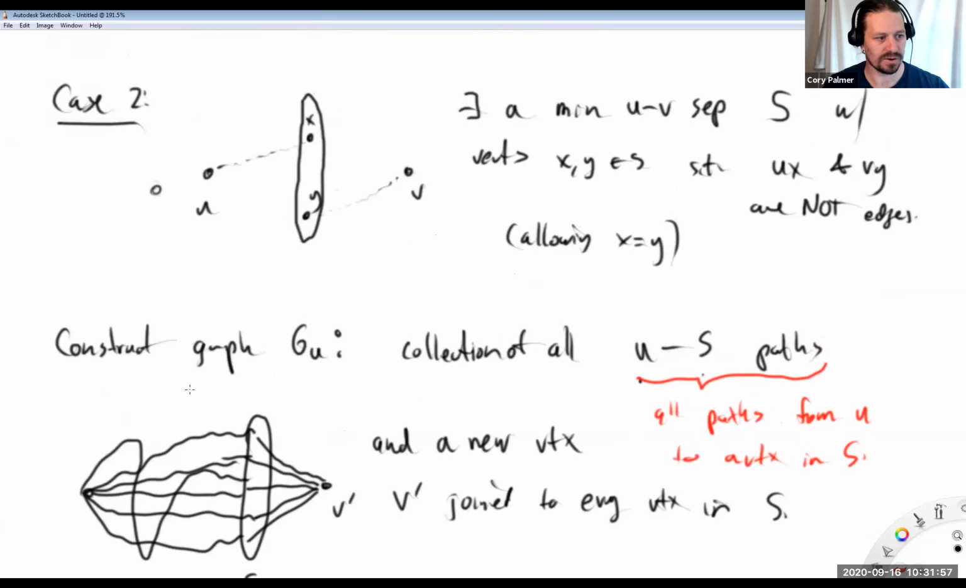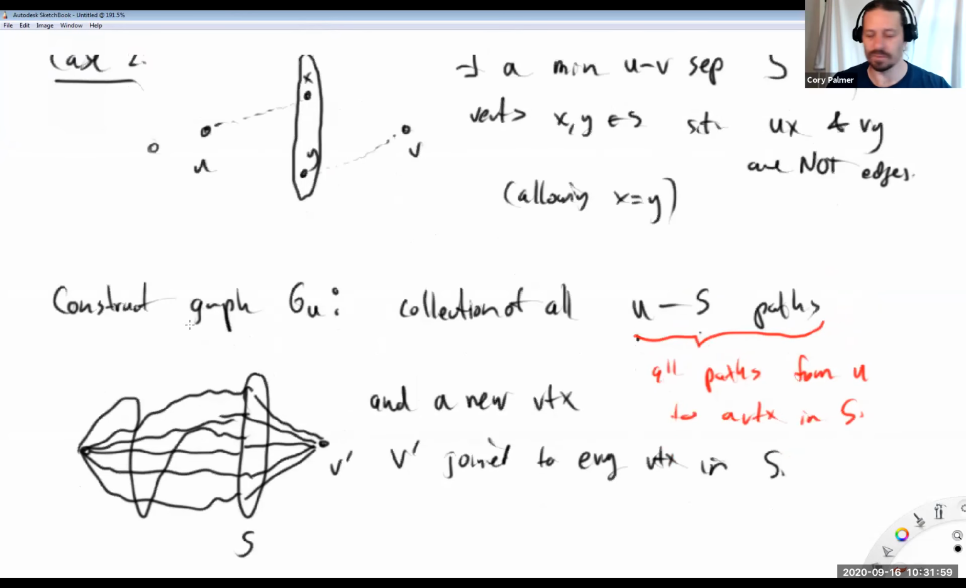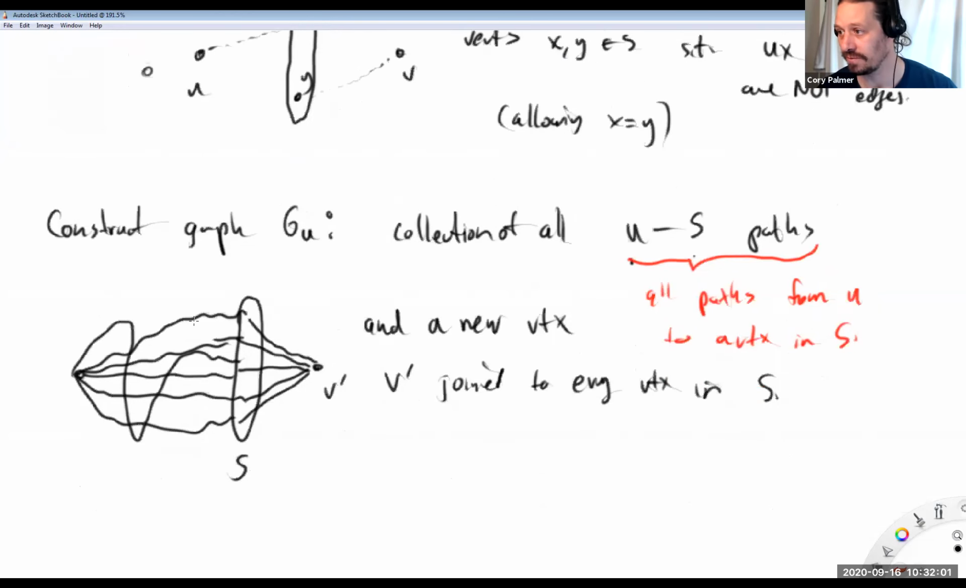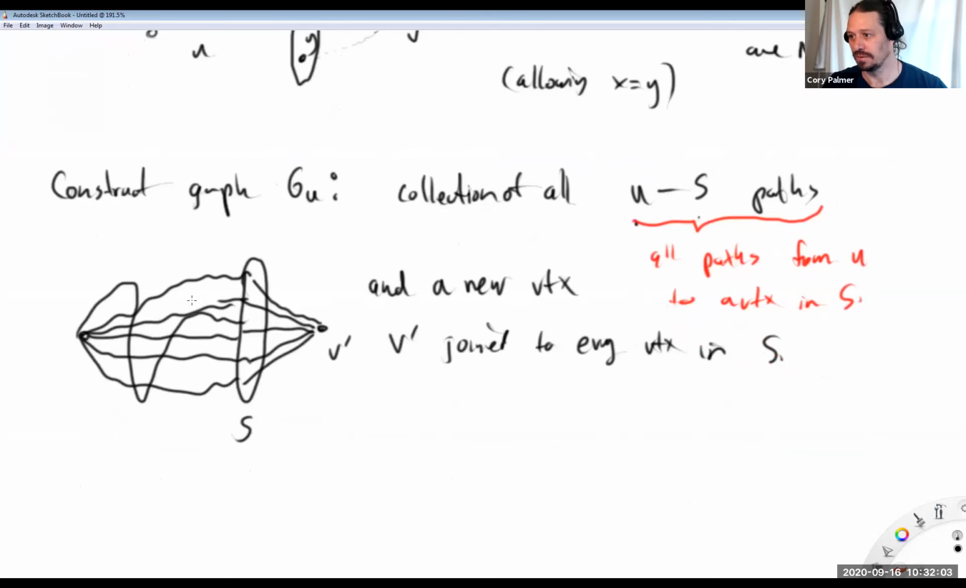So this graph here, can someone tell me why it's definitely not actually a subgraph of G? It seems on the face of it, maybe if we're really lucky, this could be G. Like, here's U, and you take all the paths from U to S, and then instead of V, you have V prime, which is joined to everything in S. But why is this definitely different from the graph described in case 2?